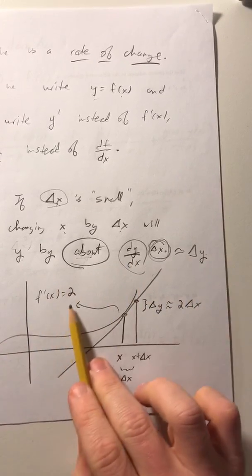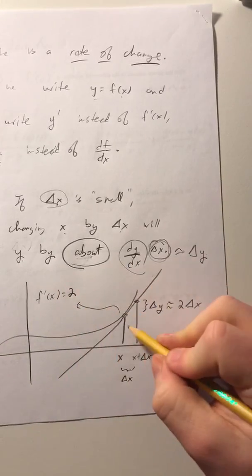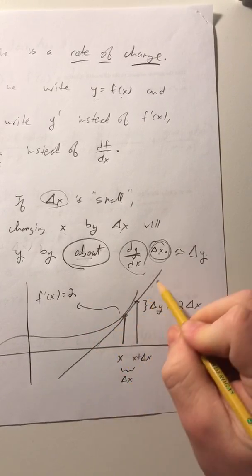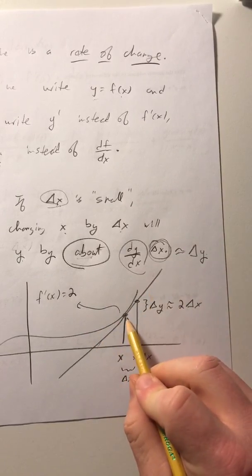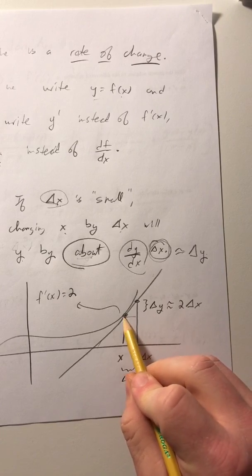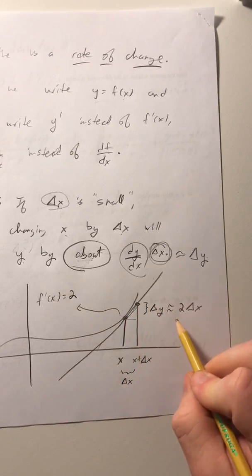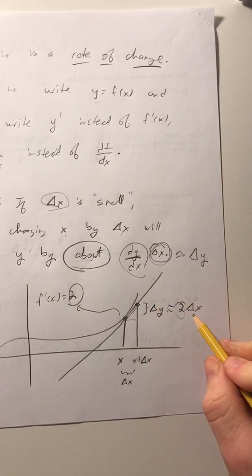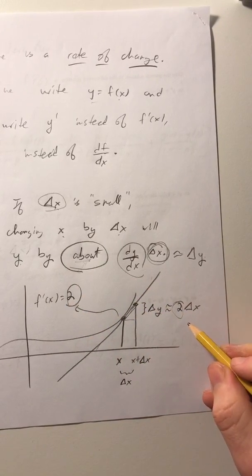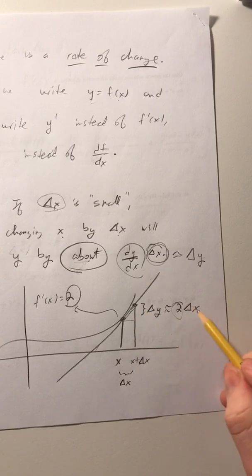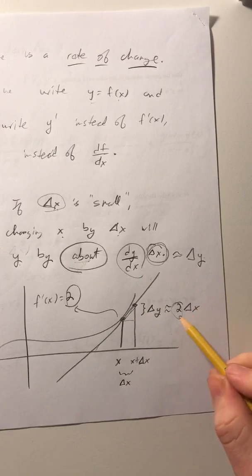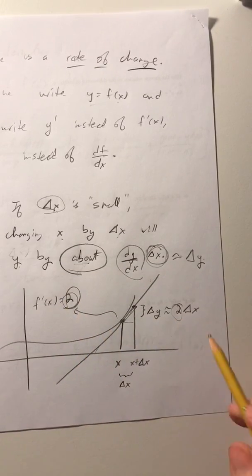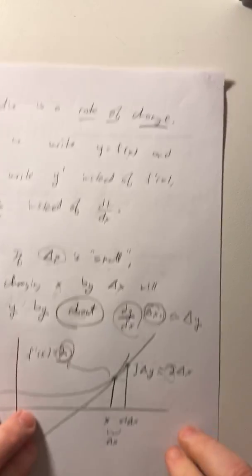But here we have an example. Let's assume that I have a function, and here at x, the derivative is 2, which means the slope of this line is 2. If I make a small change in the input, the small change in the output is going to be about twice as much. If f prime is 2, that means the rate of change in y with respect to change in x is about 2. It means if I change x by some amount, the change in y is going to be about 2 times that, because that's the rate that gets me from x to y.